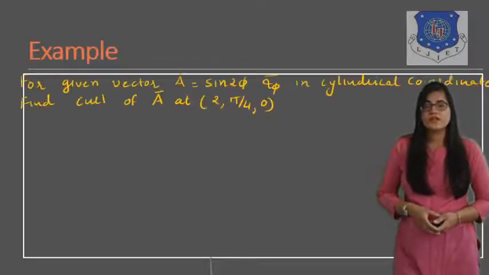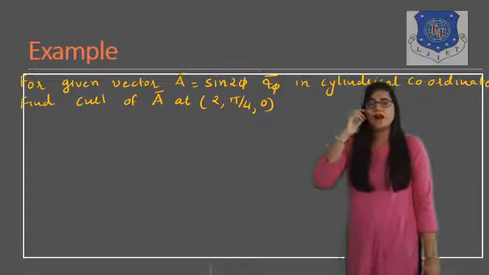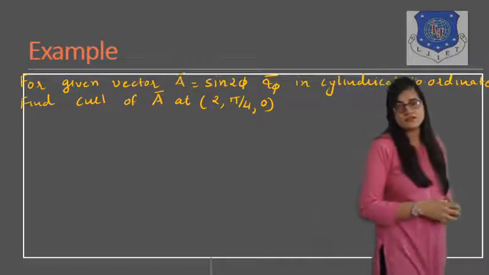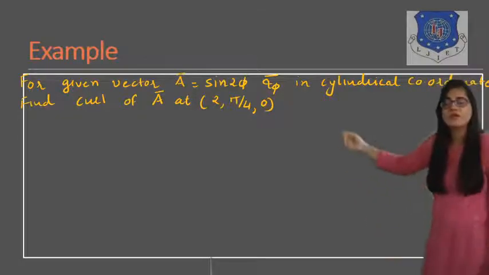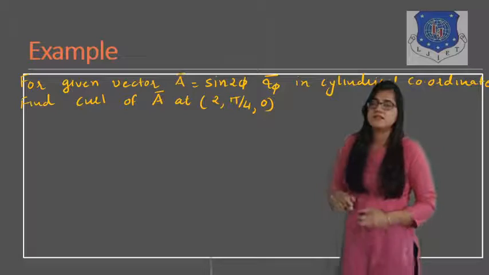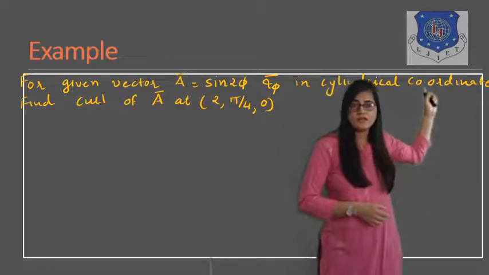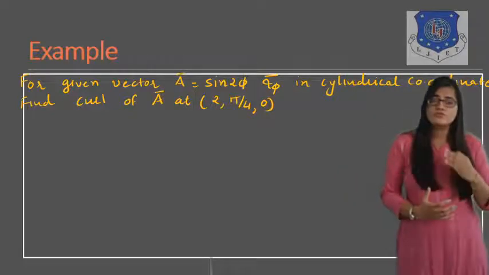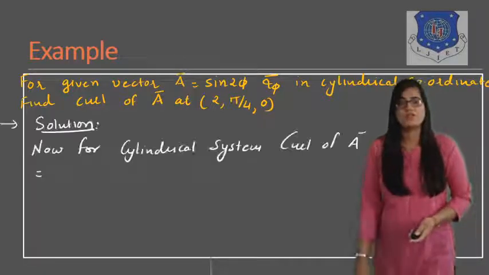Now let's do another example. Here in the system, A is given as sin 2 pi a_phi in a cylindrical system. You have to find the curl of vector A at a particular point, 2, pi by 4 and 0. In the problem statement it is mentioned that the given system is a cylindrical coordinate system. So you have to use the equation for the cylindrical coordinate system for the curl of a vector.